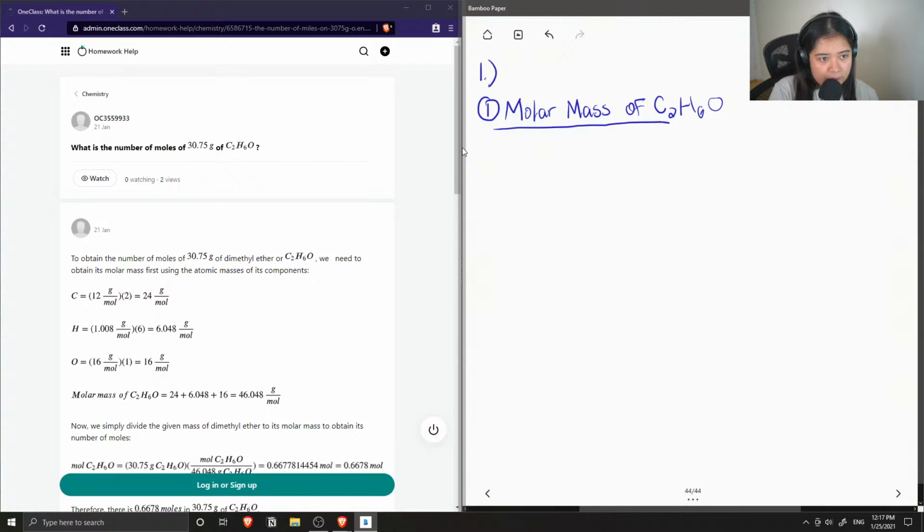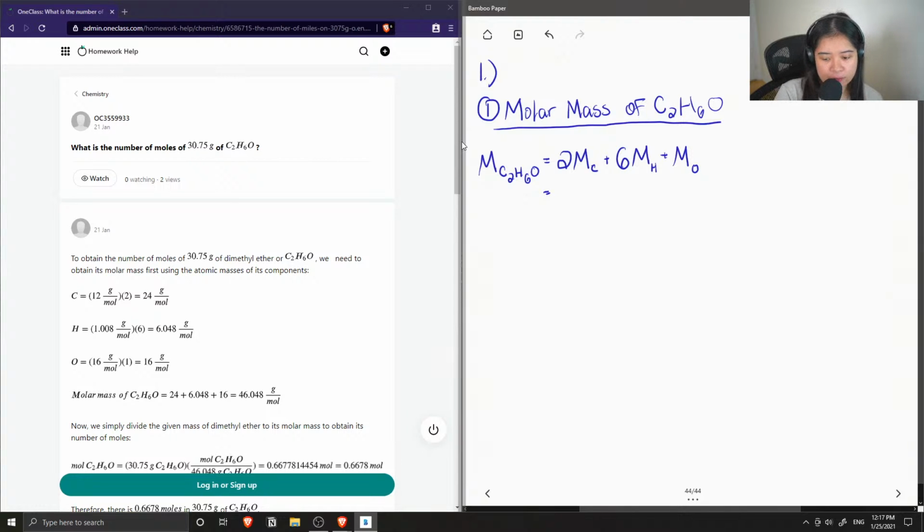Okay, so finding the molar mass is pretty easy. All we need to do is look at the periodic table, find out which atoms make up our compound, and then multiply them by however many atoms are in that compound. So for example, the molar mass of carbon would be multiplied by 2, and then we would add 6 times the molar mass of hydrogen plus the molar mass of oxygen.